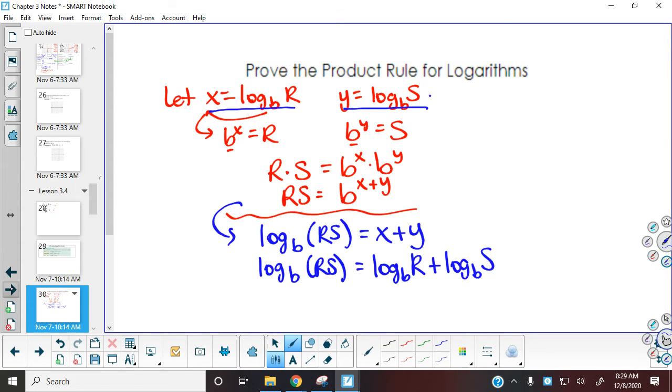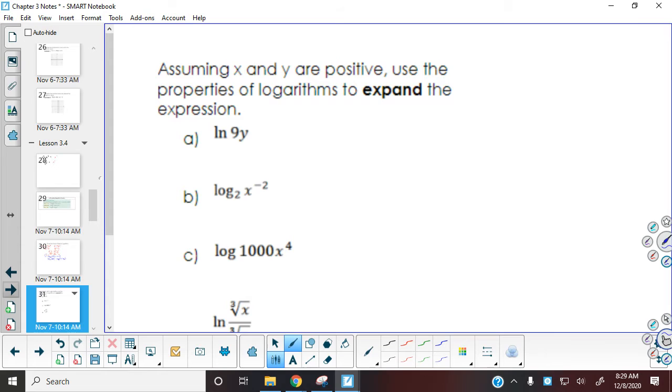So let's go ahead and do some application of it. If you look at this, notice it says that we are going to expand the expression. What we have going on here is that 9 and y are separated by multiplication. So to expand it, it's going to be natural log of 9 plus natural log of y. The next thing that you could do is take it one step further, and 9 is 3 to the second power.